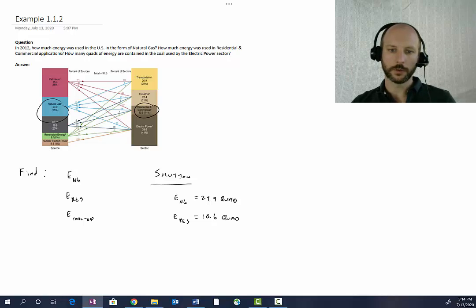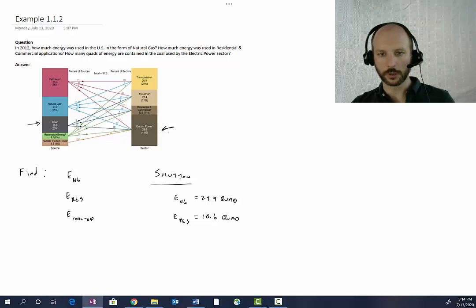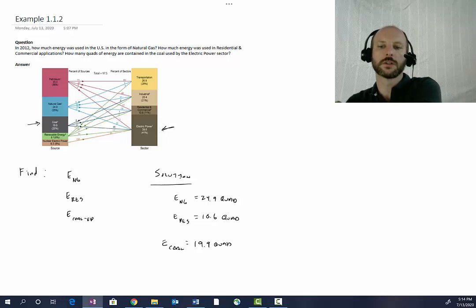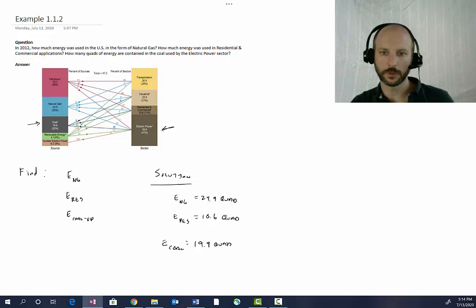Next, what we wanted to find was the energy contained in the coal used by the electric power companies. So I'll clean up the diagram a little bit, and we can do this in one of two ways. We can first look at coal, or we can first look at electric power. I'll solve it both ways for you. If we look at the energy contained in coal, we see that all the coal used in the United States in 2012 was 19.9 quads worth of energy. So that's total coal usage.